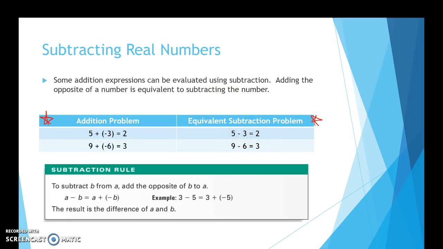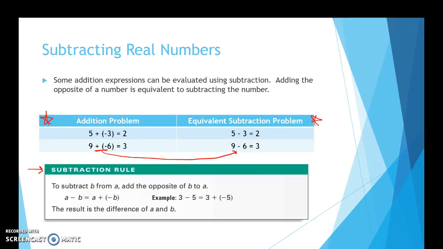The next example, we have 9 plus negative 6 equals 3. Again, adding the opposite means the same as subtracting. So that would mean 9 minus 6, which equals 3. Something to make note of when we're subtracting: if you see adding the opposite, that also means the same as subtraction. There is a subtraction rule here.